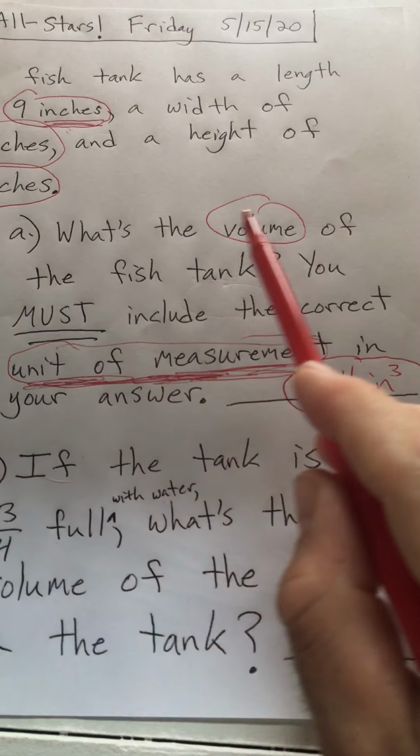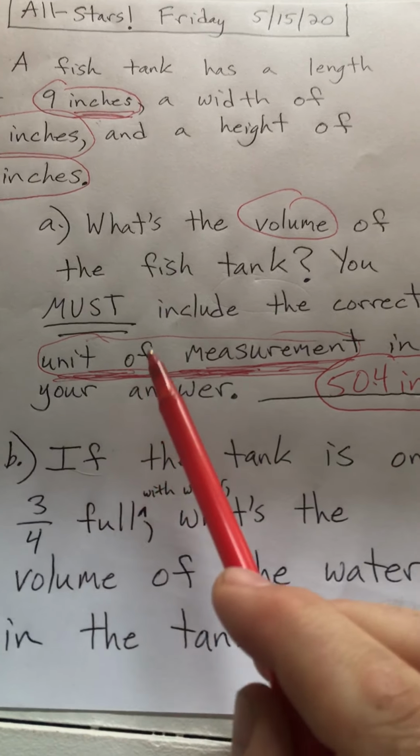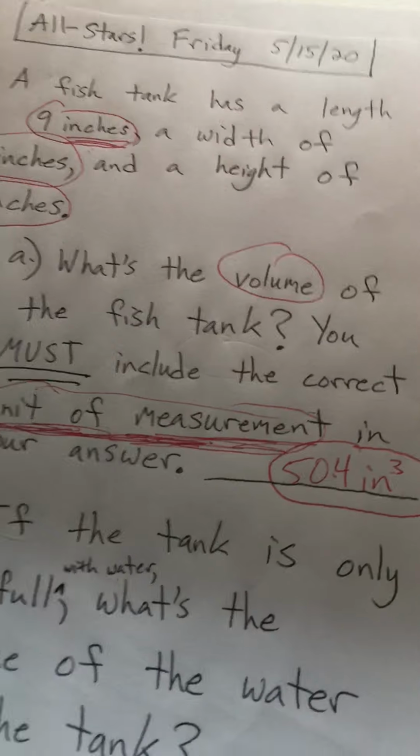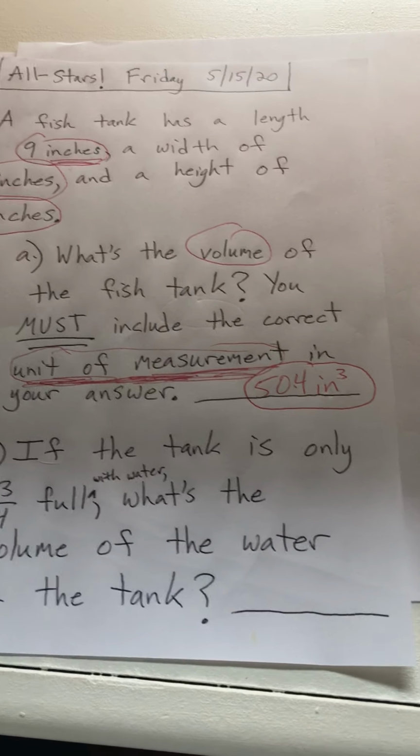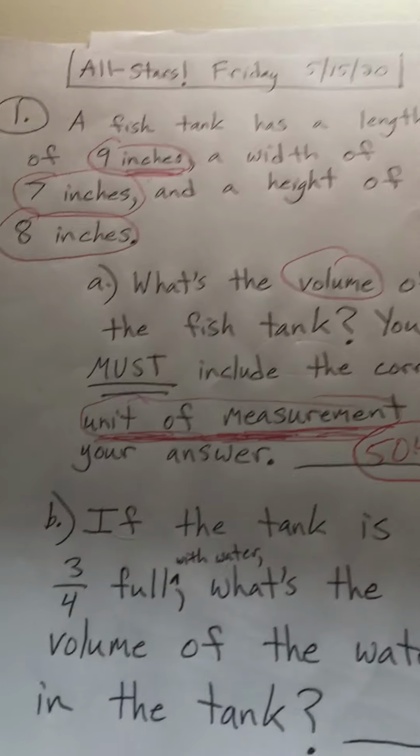Okay, let me just check it. What's the volume of the fish tank? Good. Must include the unit of measurement. We did that. Give yourself some snaps if you got 504. Nice work. Okay, now part B, a little trickier.